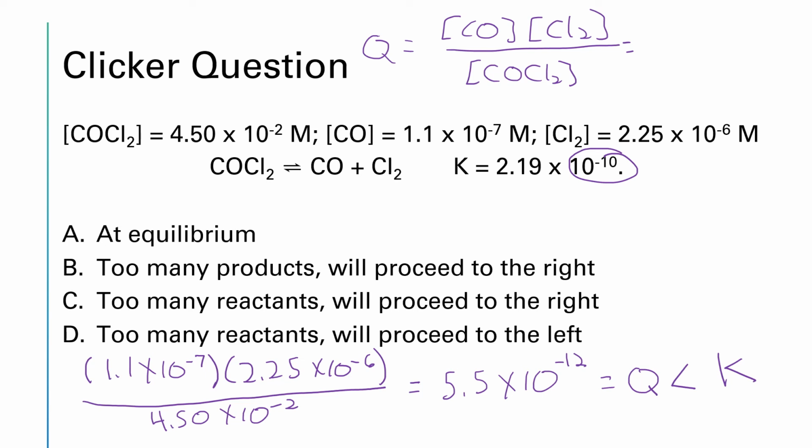One way of interpreting that is that our numerator in our Q expression is too small. That means we don't have enough products present. So to reach equilibrium, reactants will be converted into products until Q gets as big as K. So that means that we have too many reactants, and the reaction will proceed to the right.